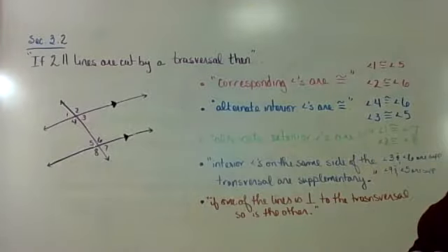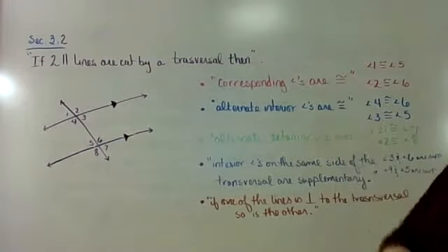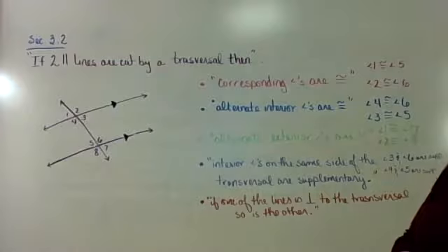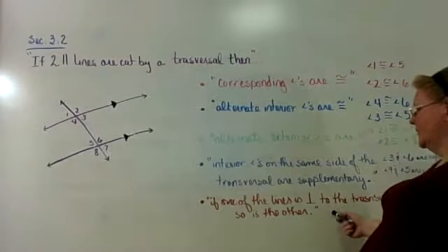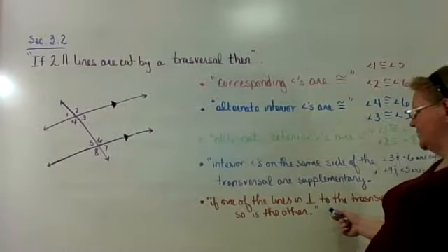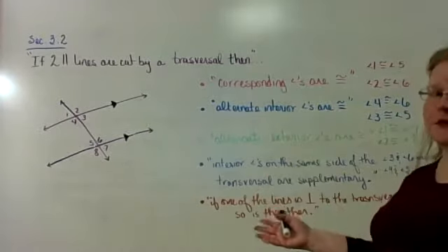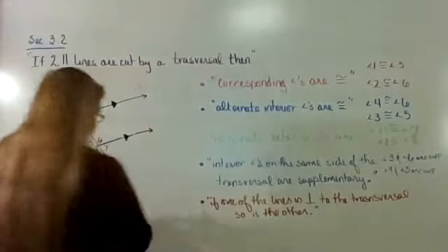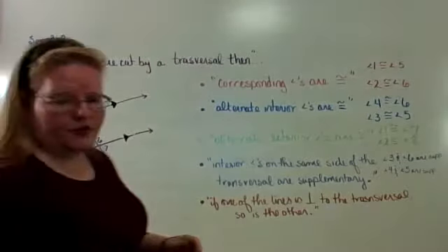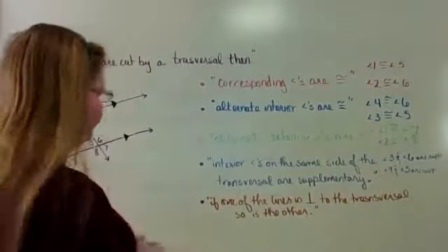So the last one kind of has weird wording because I was trying to make it fit with my original statement, and it's not worded that way in the book, but you can deal with it. The last one says that if one of the lines is perpendicular to the transversal, then the other one has to be perpendicular to the transversal. So it actually would look better if I had a different picture. Give me a second.